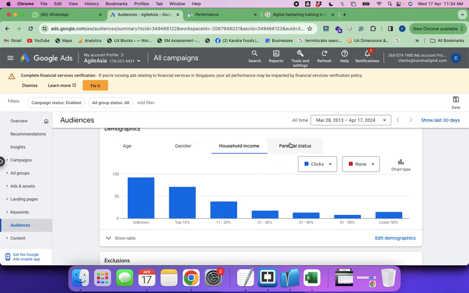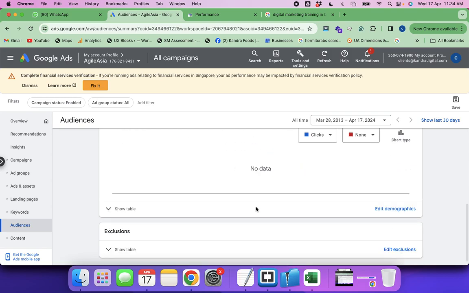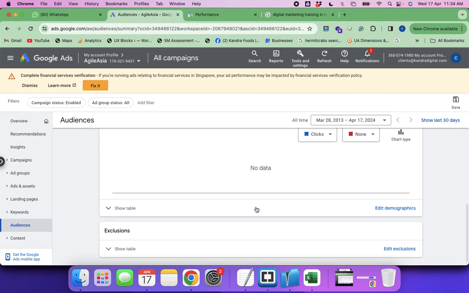Okay, parental status, no data. So it shows whether they are parents already or not, or unmarried people. Okay, so here there is no such data available, no exclusions.